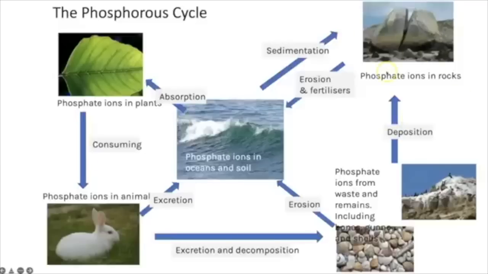Deposition is when we get phosphate ions building up to create the rocks, and that also links to sedimentation over here. So over time, from high pressure as well, the phosphate ions within the oceans, within the soil, will compact through sedimentation to create the sedimentary rocks. And then the last link back is the fact that those sedimentary rocks can be eroded to release the phosphate ions back into the soil or oceans.